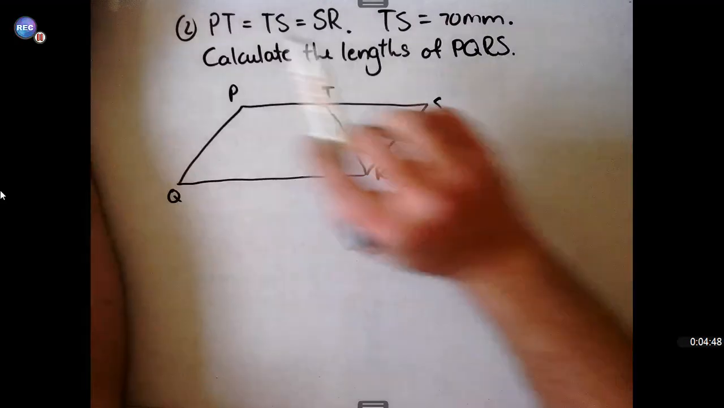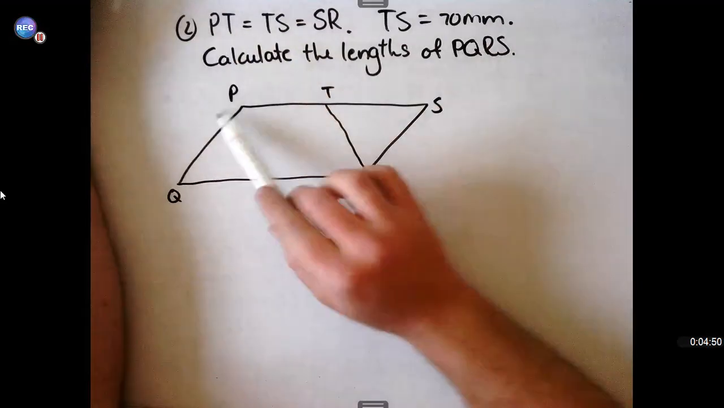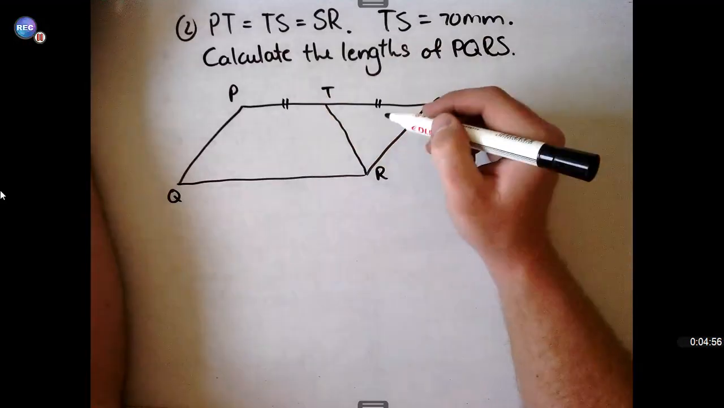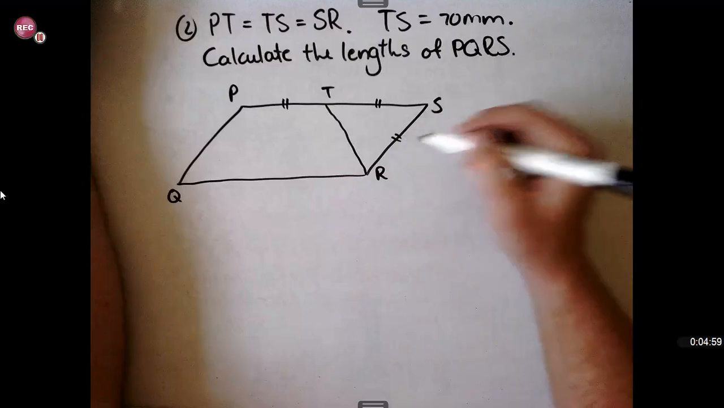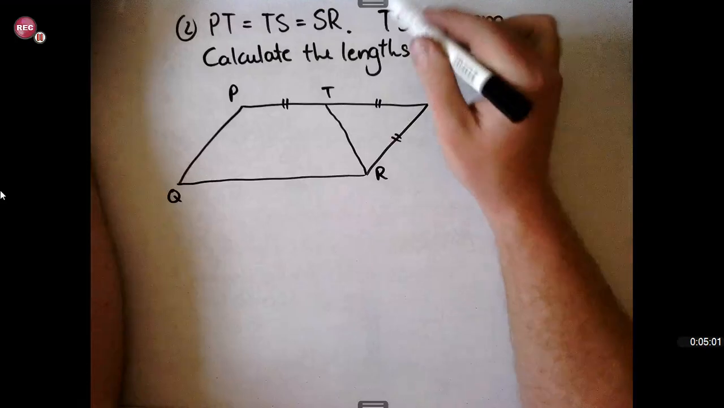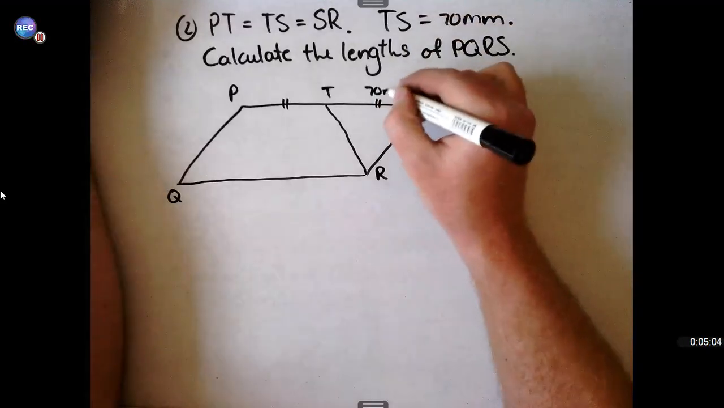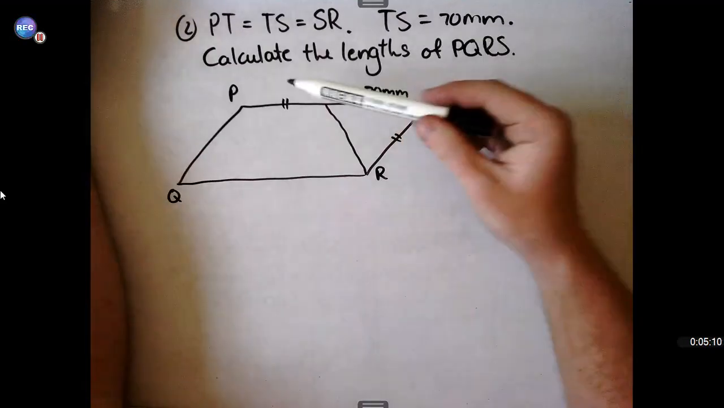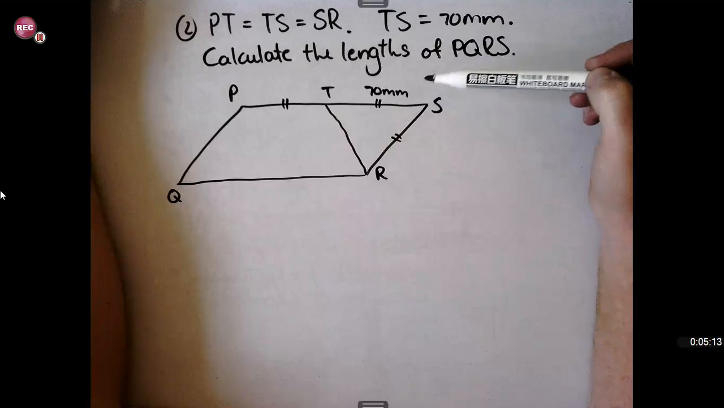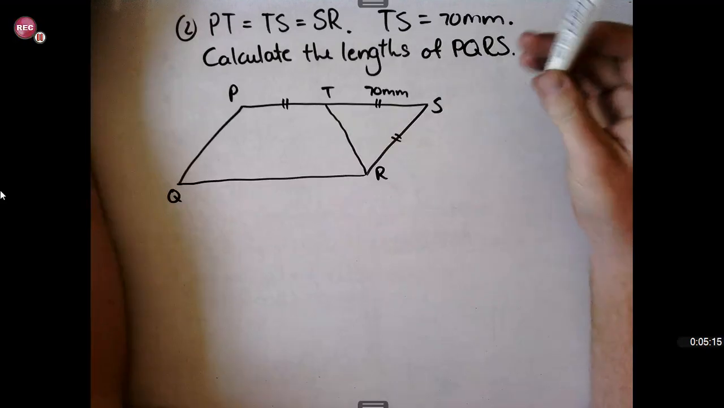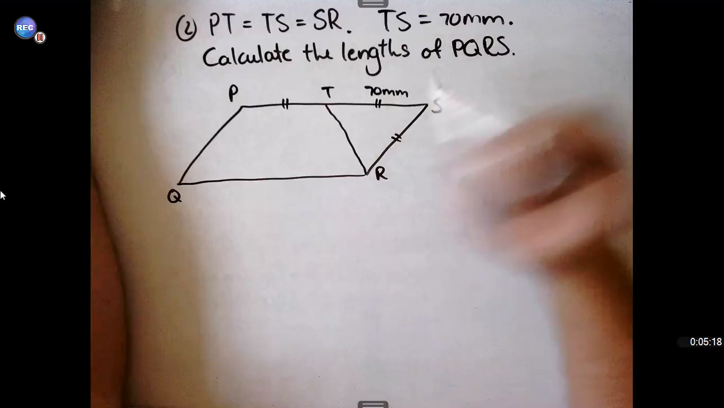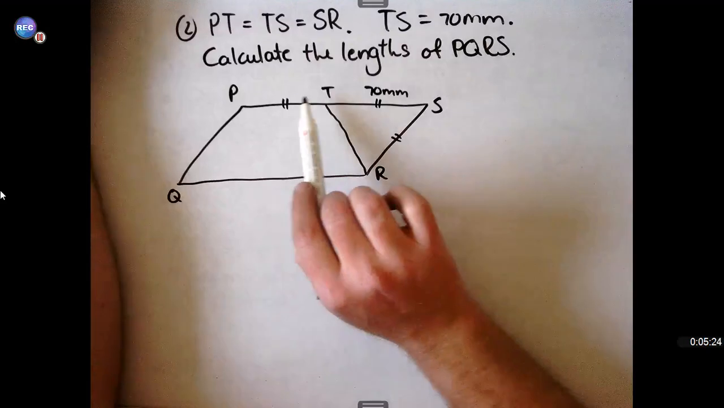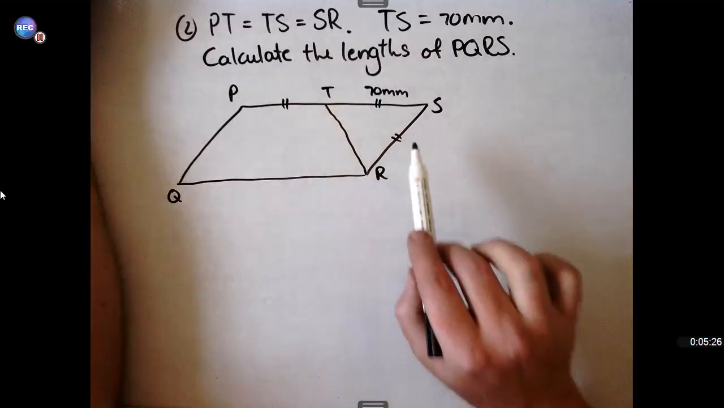Now in this case, if you look at this, they tell you that PT over here is equal to TS, which is equal to SR. And then they tell you that TS is equal to 70 millimeters. Now what they asked you is to calculate the length of PQRS. So they're asking you to calculate the length of each of the sides of the parallelogram.